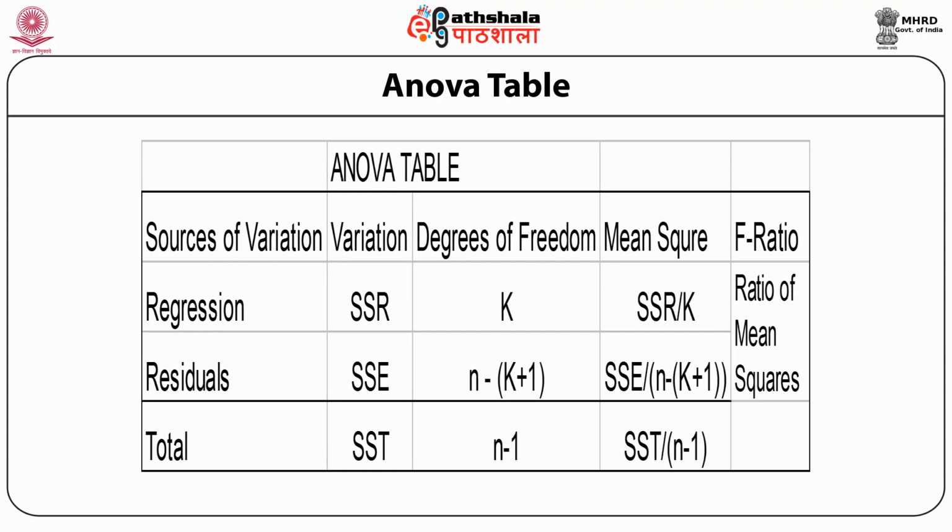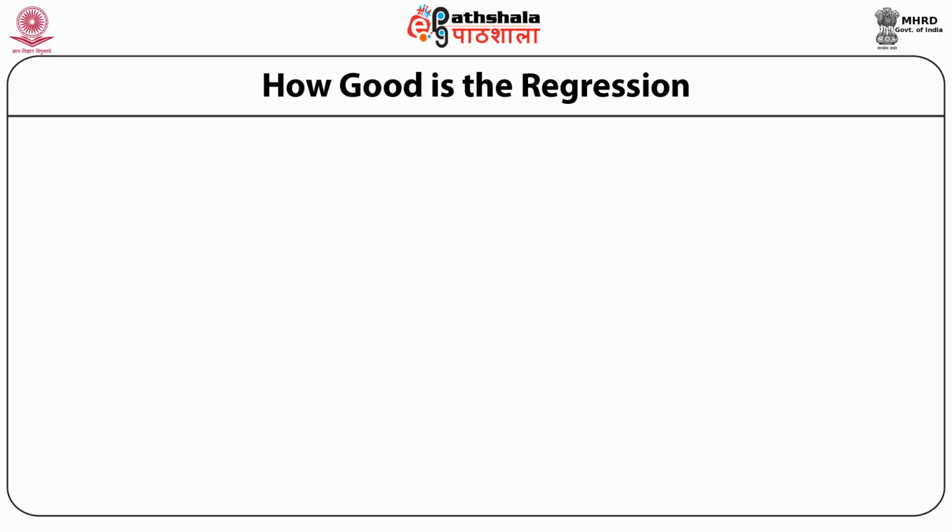Here we can see that the F ratio is a ratio between the MSR and MSE. MSR means the mean of the square of the regression, and MSE the mean of the square of the error. How good is the regression?